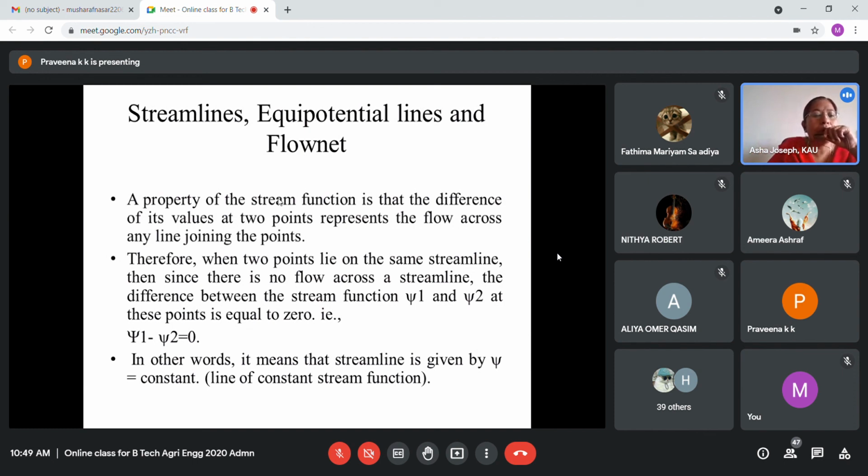And then when this orthogonal set is drawn, it will be a flow net. When there is a difference, only then is there flow across the streamlines; otherwise it will be along that line only, okay.